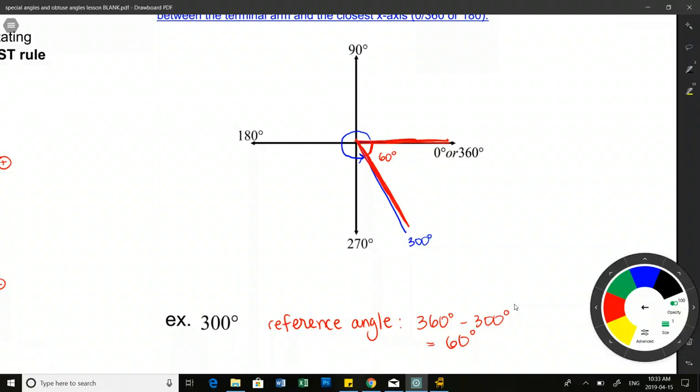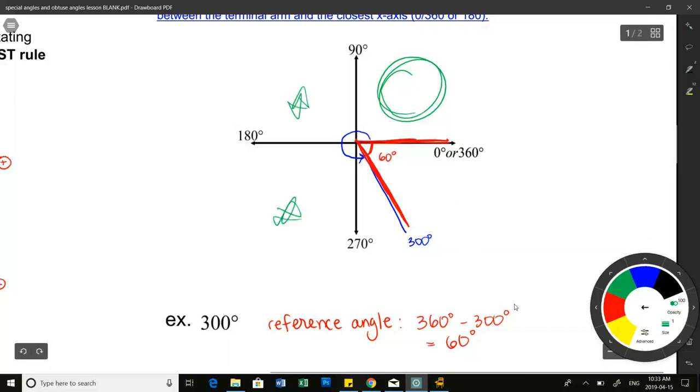Okay, I don't need a reference angle for angles that are already between 0 and 90 because they're already acute angles. So if you have something in this quadrant right here, I don't need to find a reference angle. It's only for these three quadrants. Good? Okay.